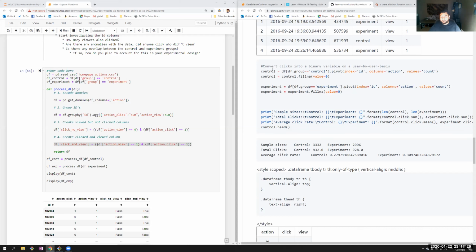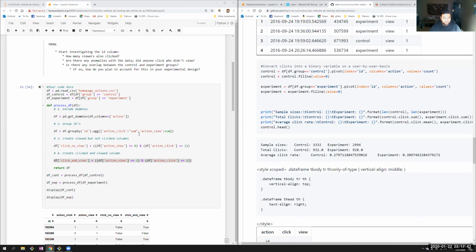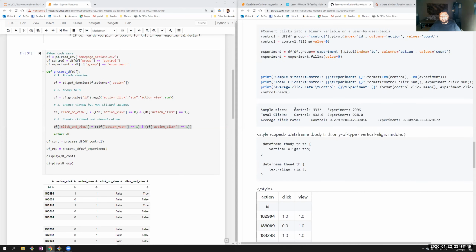So it looks like they're doing 2 data frames. They're grouping by control and experiment, and then pivoting by action. I tried something like that the first time around, and it didn't work for me. So I switched to my method, which was, I don't even know what I did now. It'll be in the repo, guys. It's late.